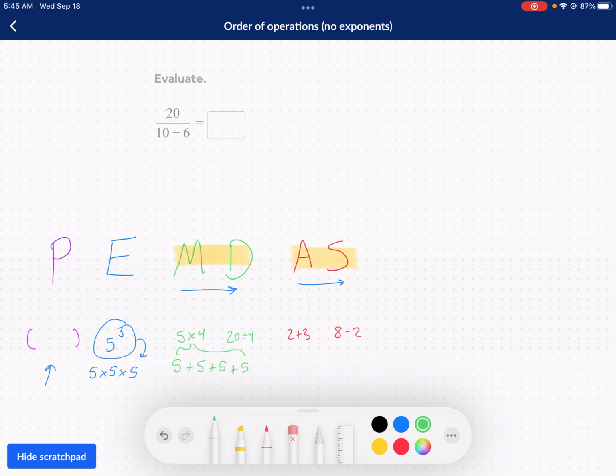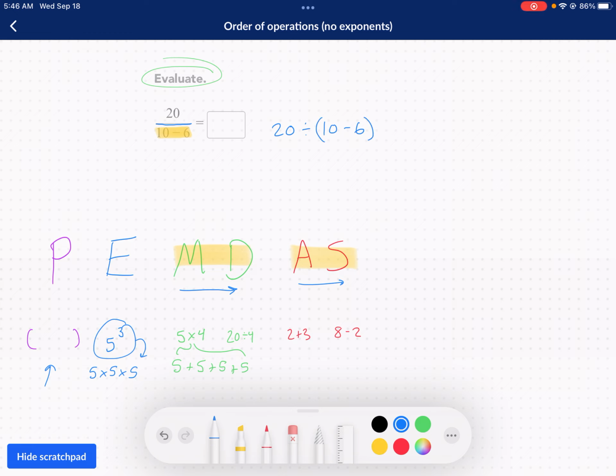So if we're looking at this problem that says evaluate, it says evaluate because it's not an equation. So we evaluate expressions. First off, we can rewrite it. If you're confused about this fraction, don't be. We have 20 divided by 10 minus 6. Now, I need to add something here. Anytime you have a fraction and it has an expression in the bottom or the top, there's implied parentheses there.